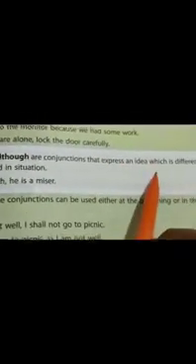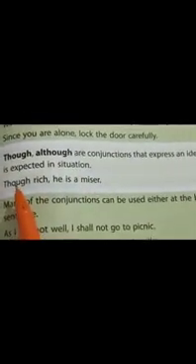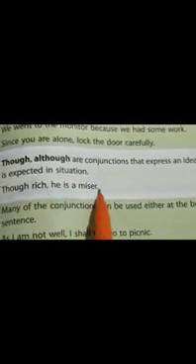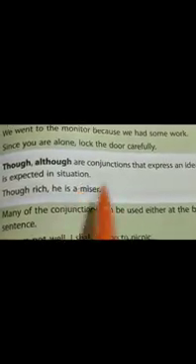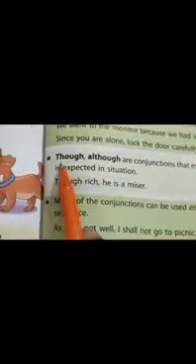Though, although are conjunctions that express the idea which is different from what is expected in a situation. Okay, so like though he is rich, he is a miser, or though rich, he is a miser, though poor, he is happy, like this. Okay, although is more formal than though.